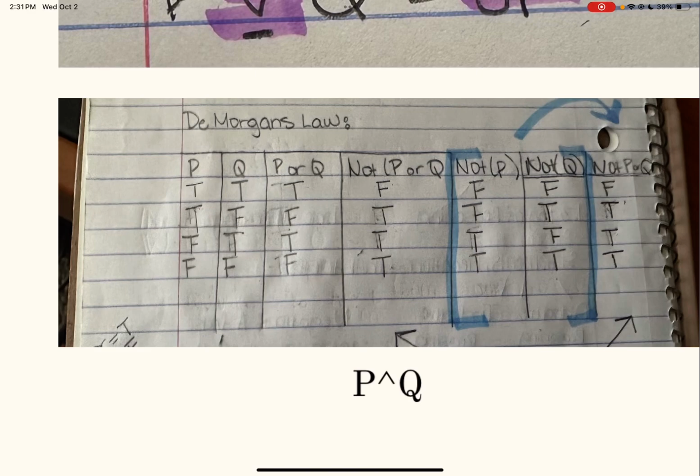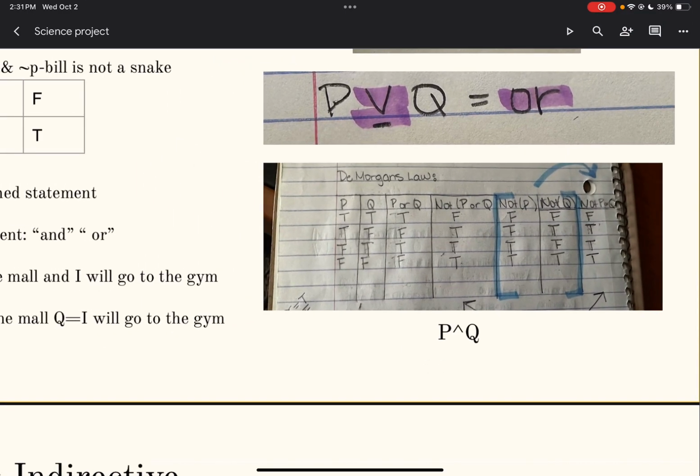And for our not P and not Q, I have the same exact falses and trues that I do in our fourth column as I do in our last column. So that is a truth table.